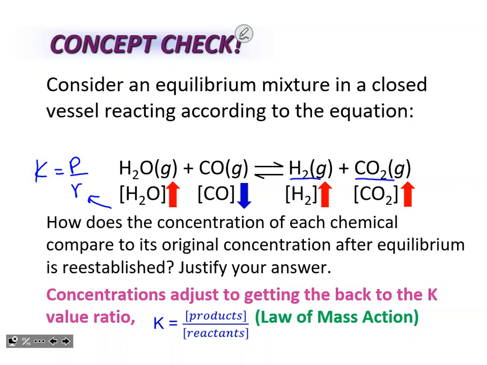These products are increasing, so they're not going to be the exact same product number that they were before. But when you do the division here, it's going to give you that same K number. Once it gets back to the equilibrium concentrations, it will divide out and give you that same ratio number. But the products and the reactants will be at different concentrations than they were originally. Okay? Let's take a look at the next example.